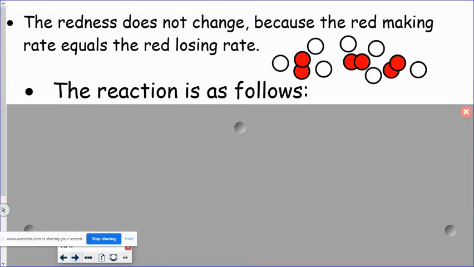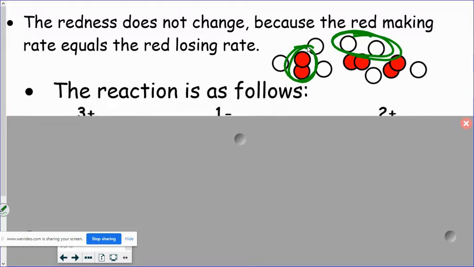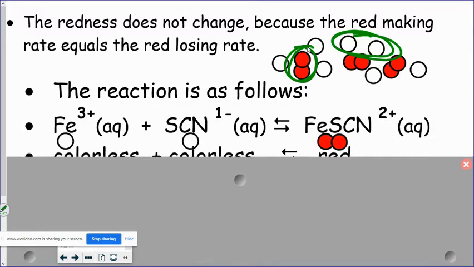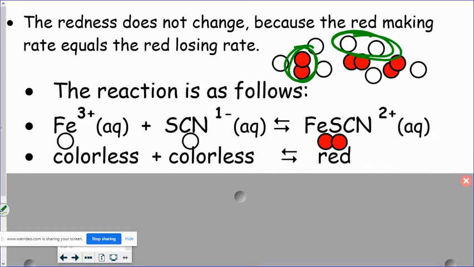The redness does not change because the red making rate equals the red losing rate. If these two break apart, then these two might form together to make a red compound. So it's constantly happening in dynamic equilibrium. If a red one breaks apart, then two colorless ones come together and make some more red. That's dynamic equilibrium. The real reaction is as follows.